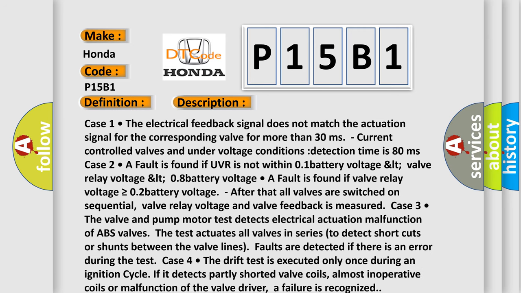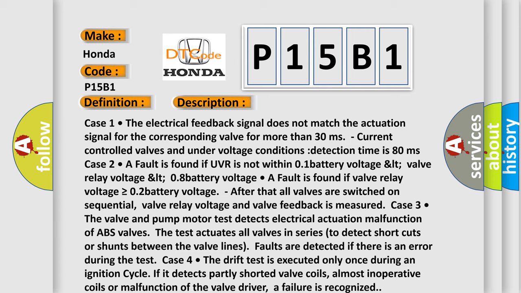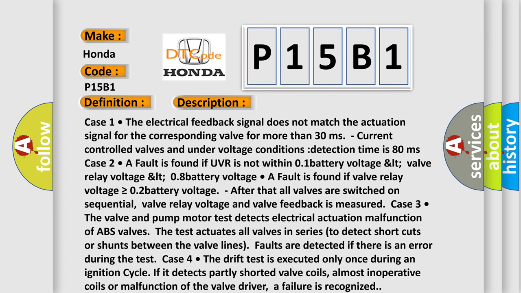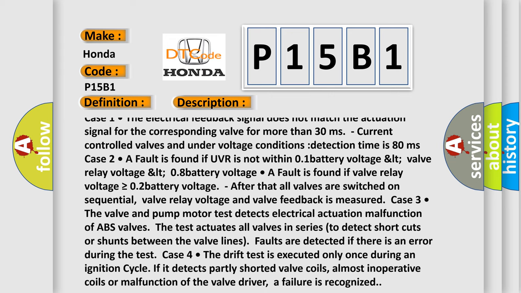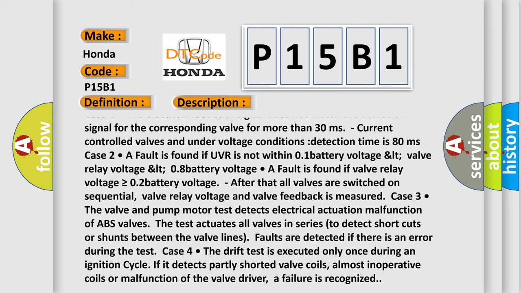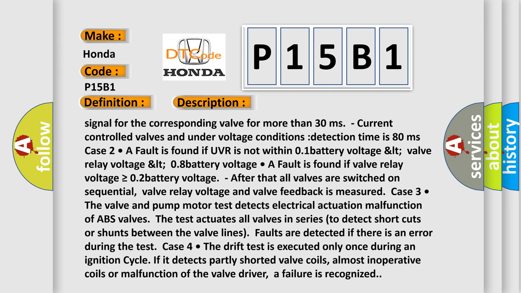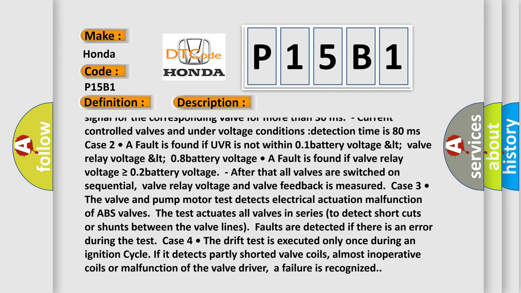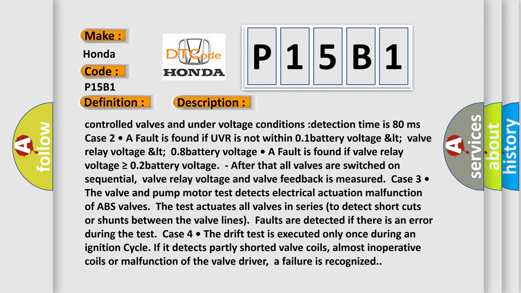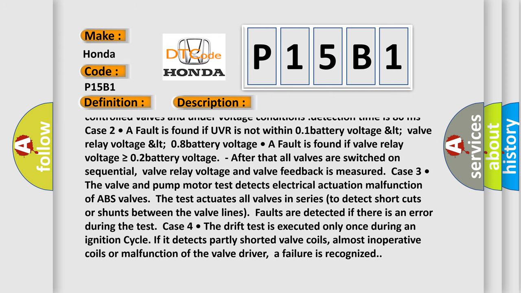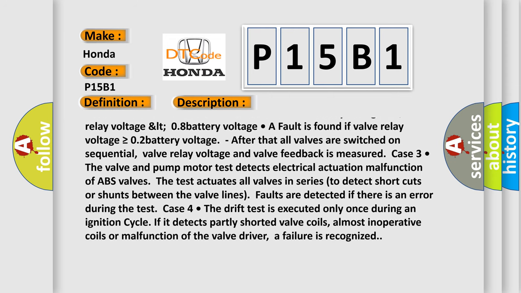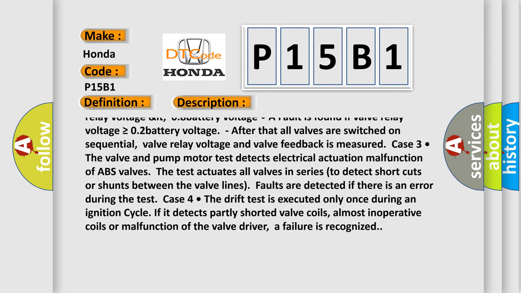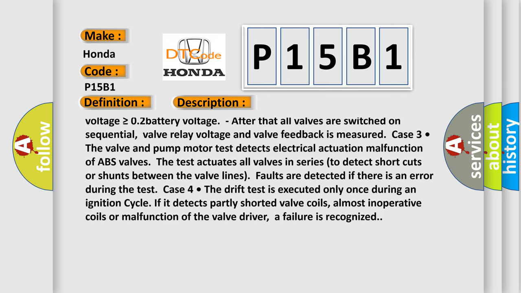Case 1, the electrical feedback signal does not match the actuation signal for the corresponding valve for more than 30 milliseconds. For current controlled valves and under voltage conditions, the detection time is 80 milliseconds. Case 2, a fault is found if UVR is not within 0.1 battery voltage < valve relay voltage < 0.8 battery voltage. A fault is found if valve relay voltage is greater than or equal to 0.2 battery voltage. After that all valves are switched on sequentially, and valve relay voltage and valve feedback are measured.